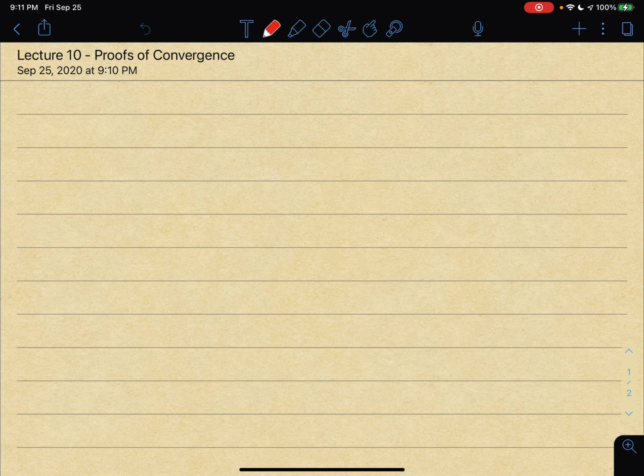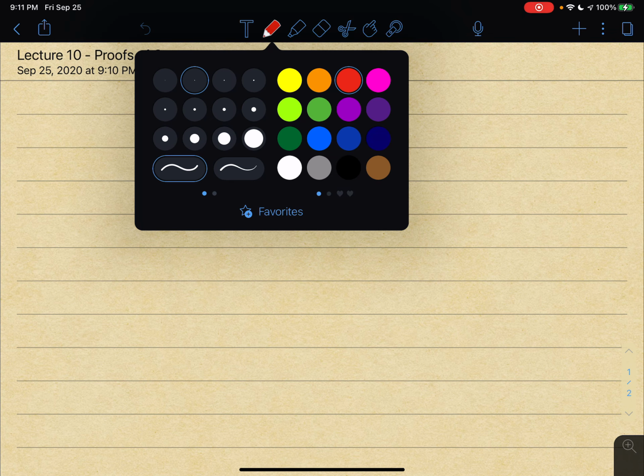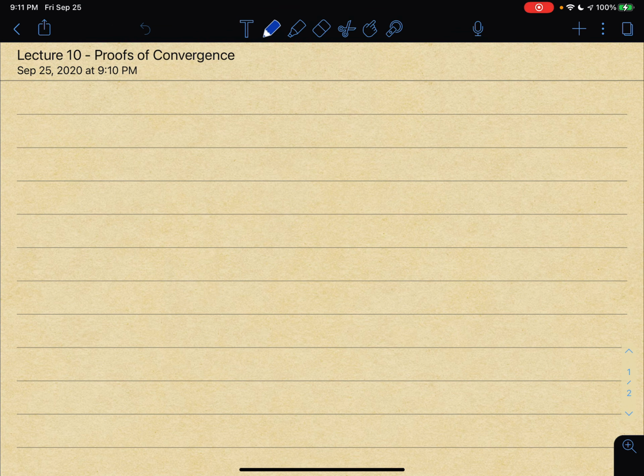I'll begin this lecture by reminding you of the definition of convergence of a sequence that we gave during the last lecture.